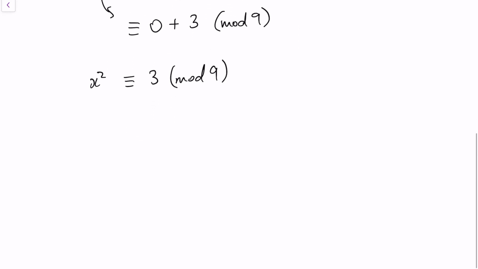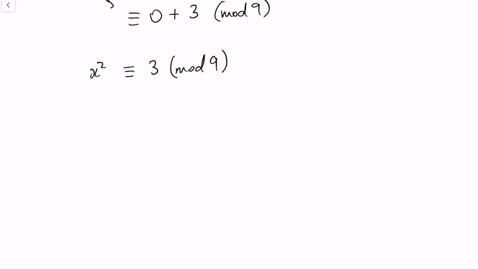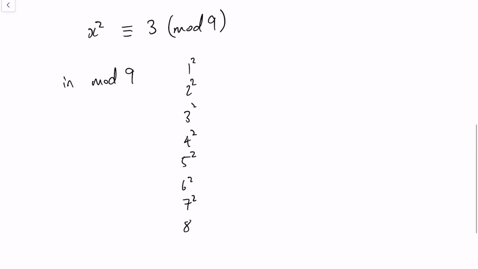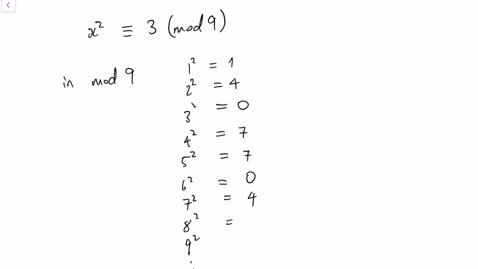But x is a positive integer, and if you ever square a positive integer in mod 9, let's consider 1 squared, 2 squared, 3 squared, 4 squared, 5 squared, 6 squared, 7 squared, 8 squared, 9 squared, and so on. In mod 9, this will be the same as 1, this would be 4, 3 squared would be 0, 4 squared is 7, 5 squared is 25, so that's 7 as well, 6 squared is 0, 7 squared is 4, 8 squared is 1, and 9 squared is obviously 0.